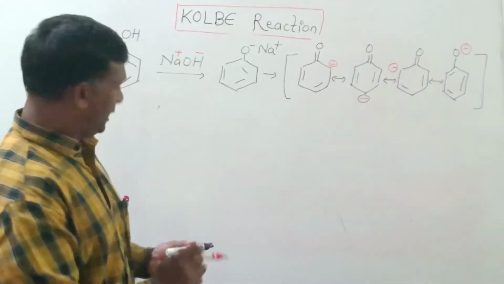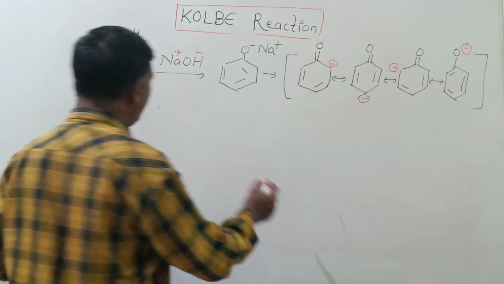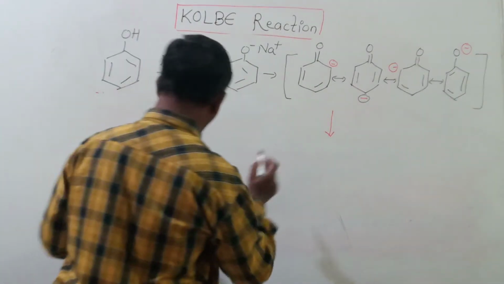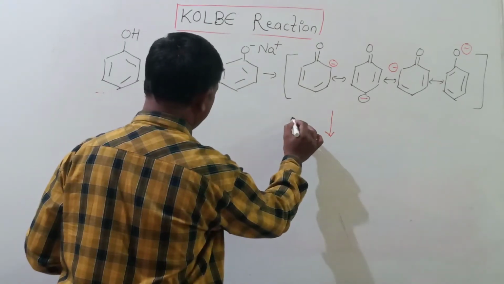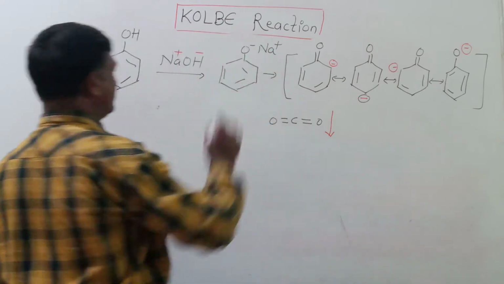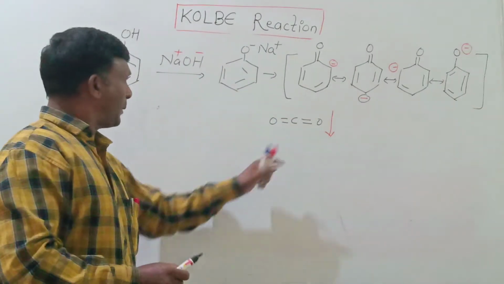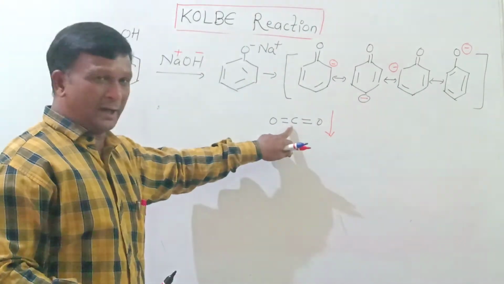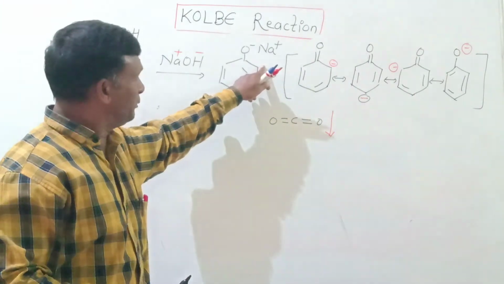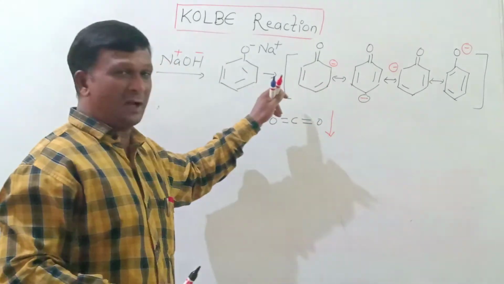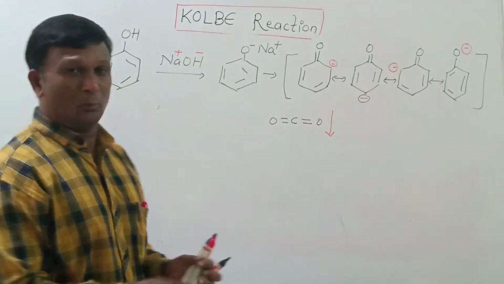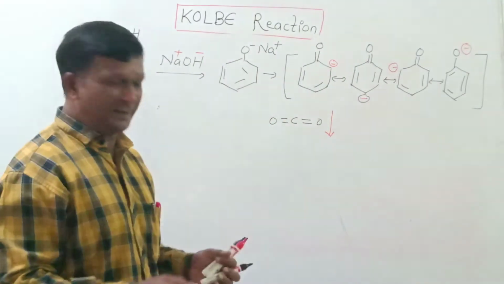ortho position. So when sodium phenoxide is treated with carbon dioxide, the carbon dioxide molecule will get attached onto the ortho position because the electrons are more available at the ortho position. Now let's look at how this attachment takes place.